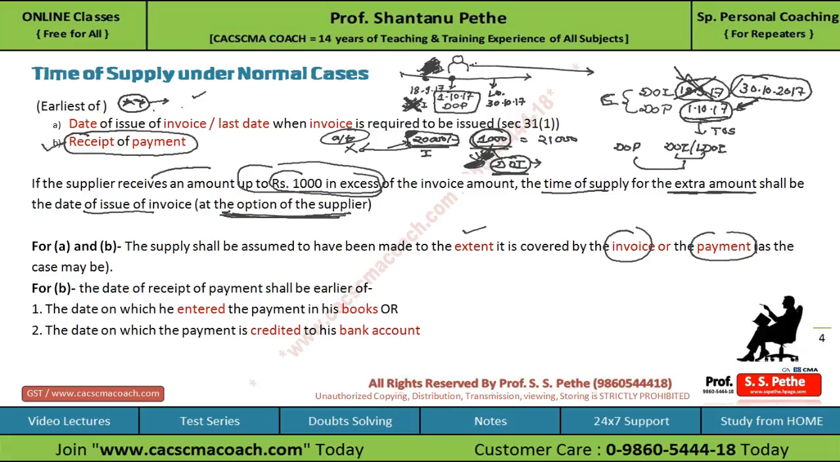That is for point number B. They say that the date of receipt of payment shall be the earlier of the following two dates. The date on which the supplier entered the payment in his books. So first they are talking about the books: whenever you have entered the payment received in the books. And second, the date on which the payment is credited to the bank account, or when that amount is credited in your bank account. So whichever is earlier will be treated as the receipt of payment for such supply.